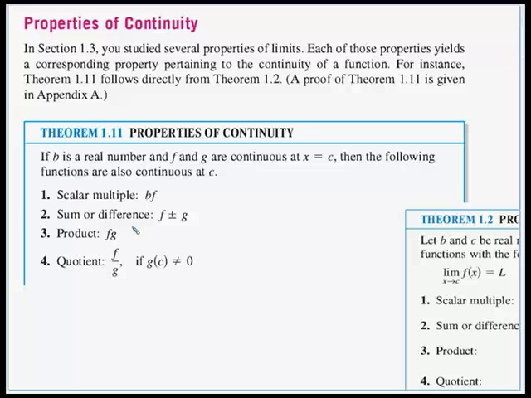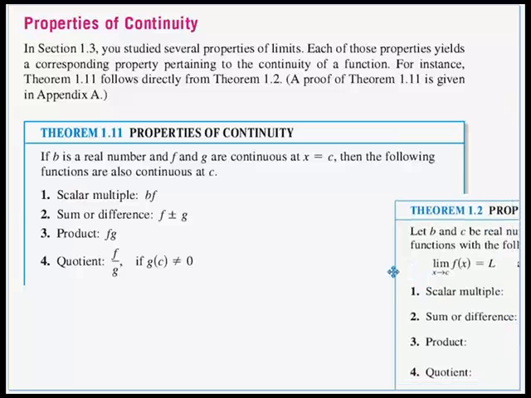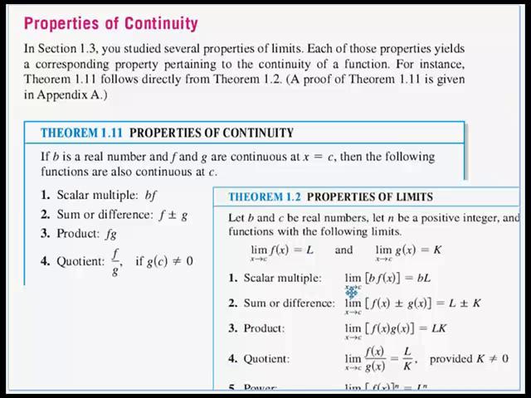And it also works for quotients. If we take those two functions and make them into a quotient, as long as our denominator is not equal to 0 at point c, as long as g of c does not equal 0, a continuous function divided by a continuous function is another continuous function.